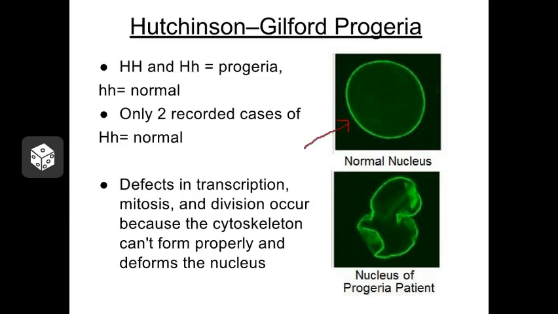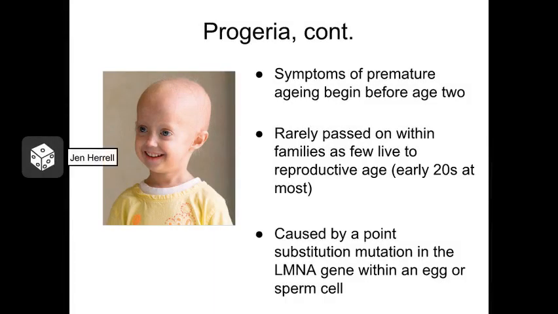Here we have a normal nucleus supported by normal cytoskeleton, and here we have the nucleus of someone that has progeria. And you can see that because the cytoskeleton is deformed, the nucleus is deformed, and that can drastically affect how a person performs transcription and translation. So people with progeria have a lot of difficulty in making and regulating proteins.